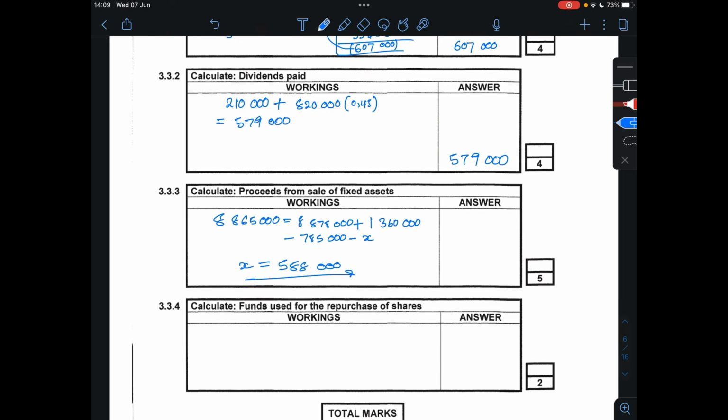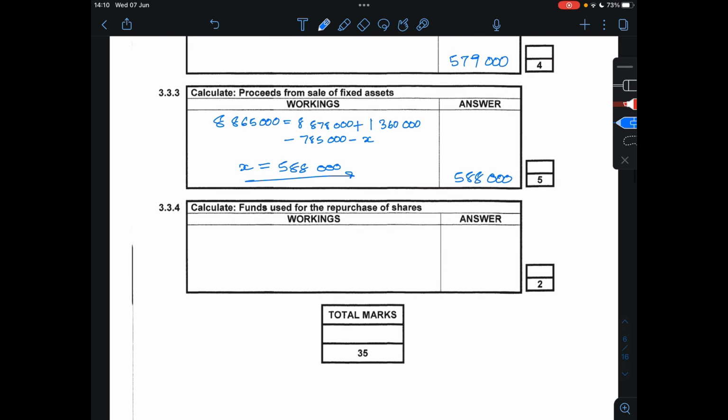Let me just ensure that is correct once again, and I'll redo my calculation. 8,878 minus 1,785. All right, yes, that's correct. It's 588. Okay, and then the last question says calculate the funds used for the repurchase of shares.